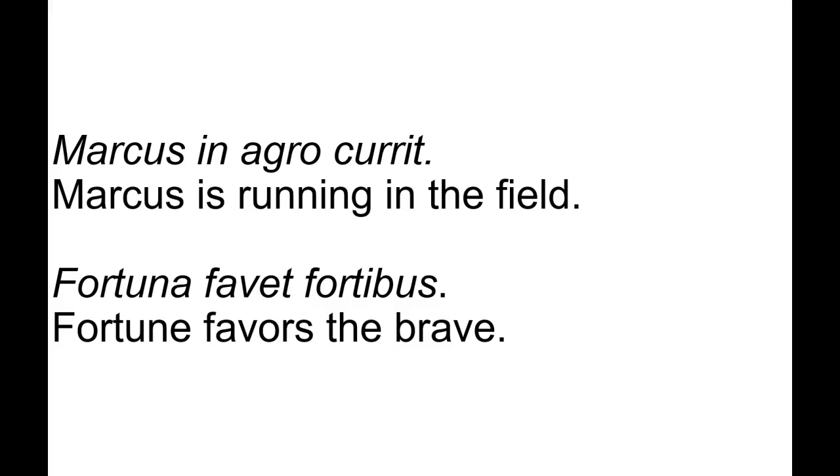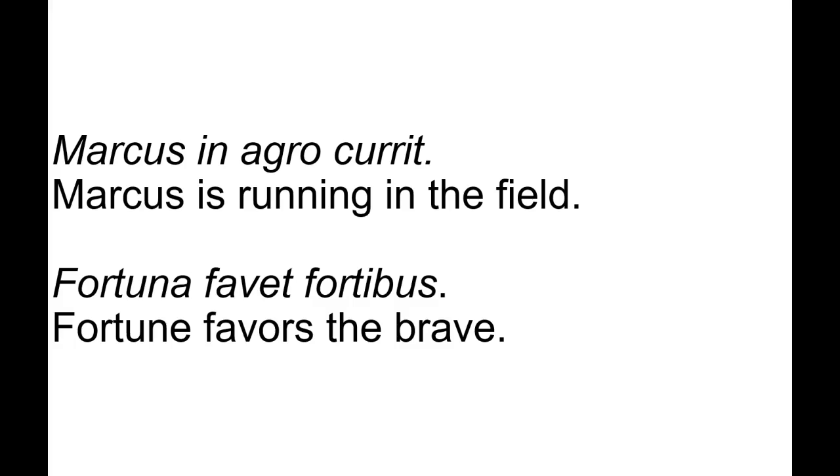The distinguishing characteristic of a transitive verb is that it wants to have an accusative direct object in order to complete its meaning. You'll notice that there's no accusative direct object in either of these sentences. Marcus in agro currit, Marcus is running in the field. There's a prepositional phrase, in agro. I could even have said celeriter, swiftly. I could have had an adverb, but there's no accusative direct object.